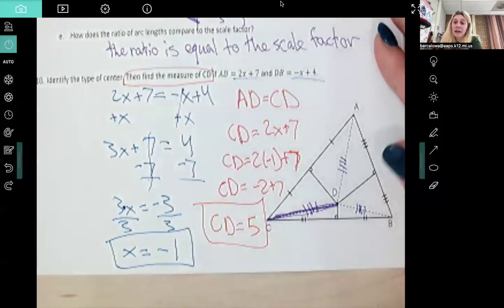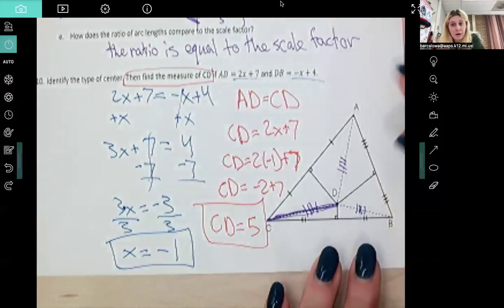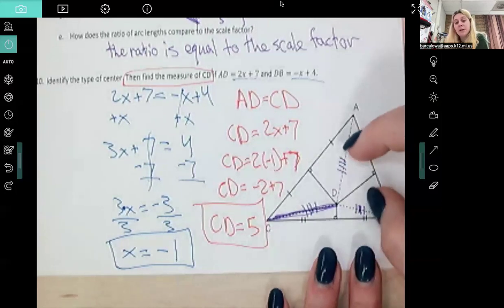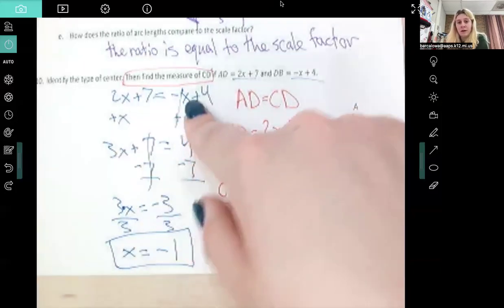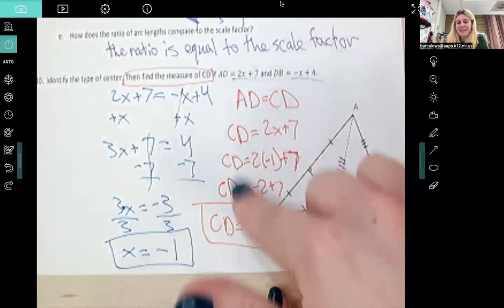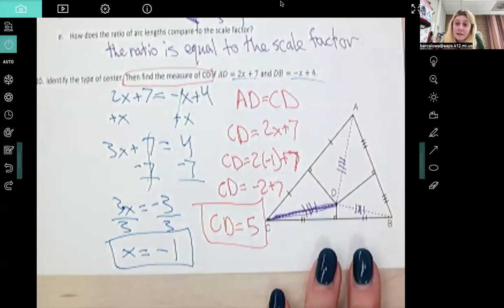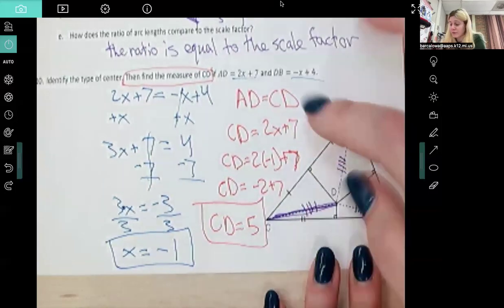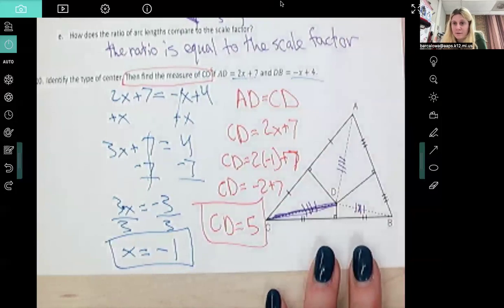I did those solving steps kind of quick because that's our algebra skills. The logic of setting these two equal to each other and then plugging x back in to get that side length, that is the geometry part. So this has a length of 5. Actually, these all have a length of 5. They were just giving me all this weird information instead of just saying 5.